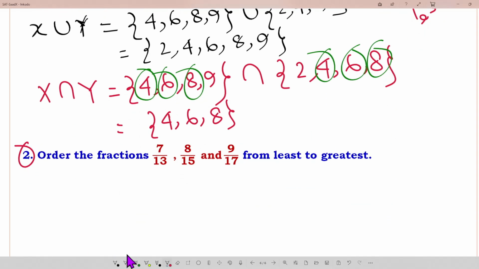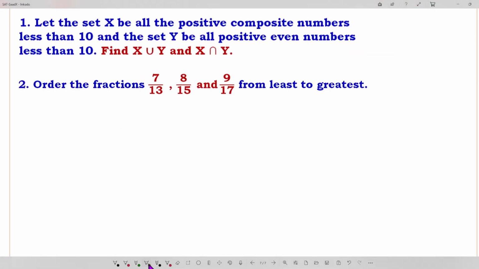Second question. Order the fractions 7 by 13, 8 by 15 and 9 by 17 from least to greatest. There are several ways we can find the least to greatest. With a calculator we can make these fractions into decimals. 7 divided by 13 is 0.538.